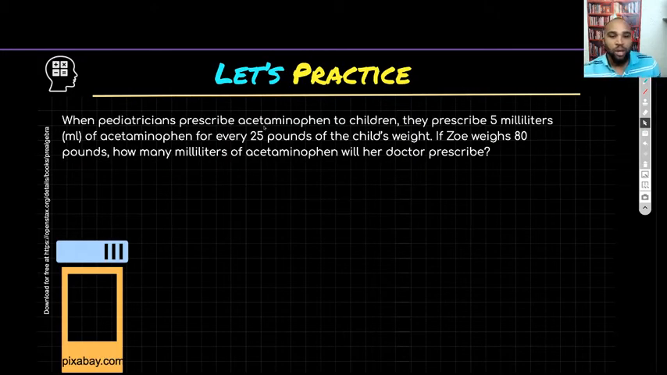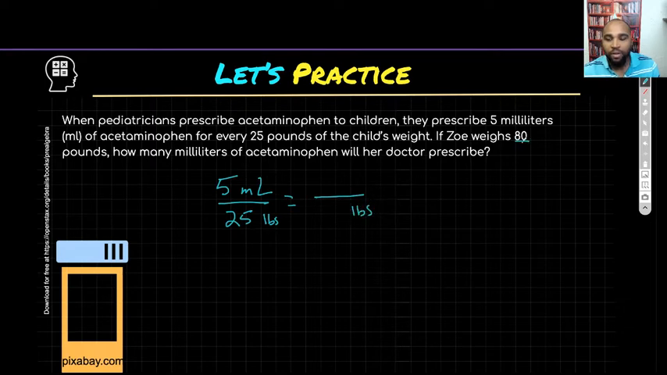When pediatricians prescribe acetaminophen to children, they prescribe 5 milliliters of acetaminophen for every 25 pounds of the child. So look at my units: milliliters up top, pounds on bottom. If Zoe weighs 80 pounds, pounds are still going to be on bottom. Just because they said it first, don't be tempted to put it up top. We're going to keep the units the same. So 80 pounds.